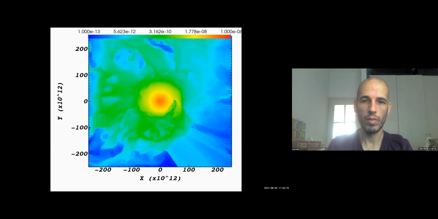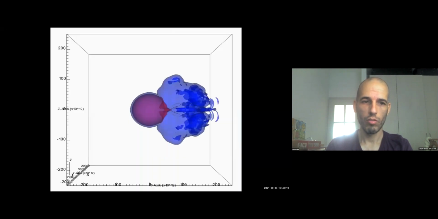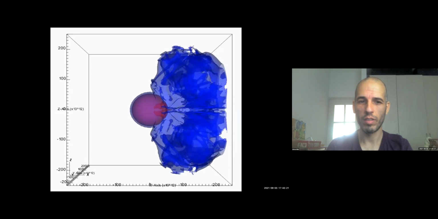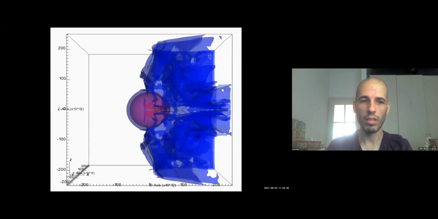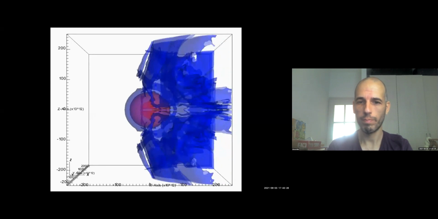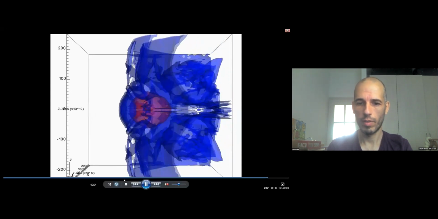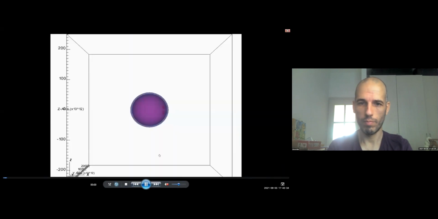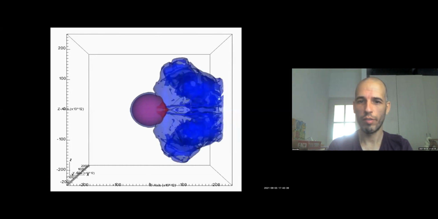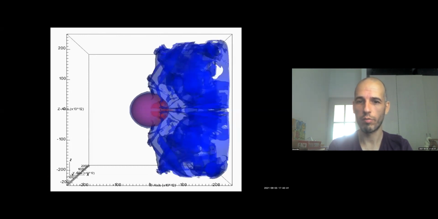And here's a 3D movie showing two isosurfaces of density, one highlighting the jets and one highlighting the envelope. Let's watch it again. So the whole effect here is by jets. There is no self-gravity, as I said.